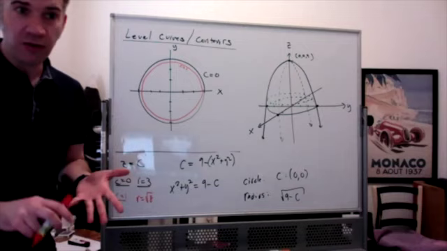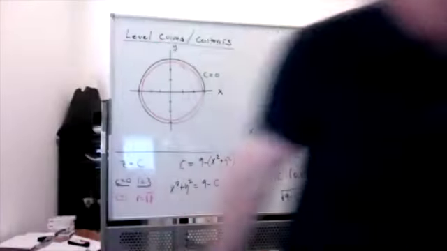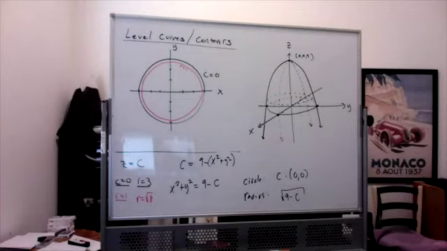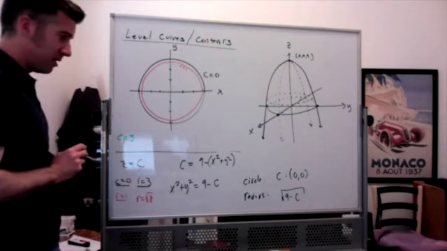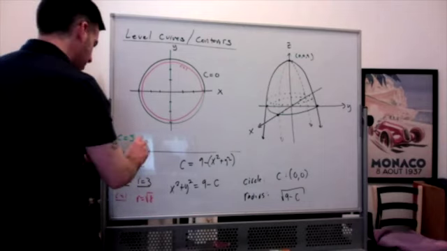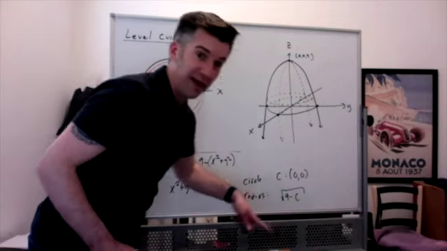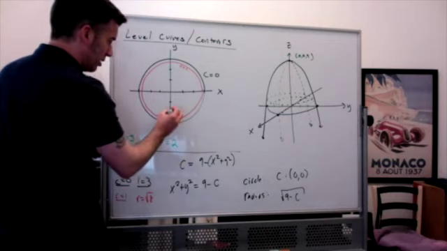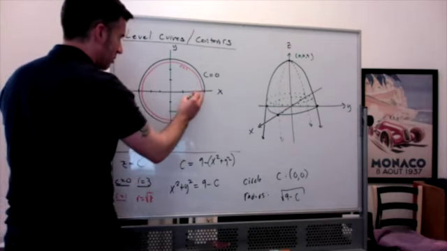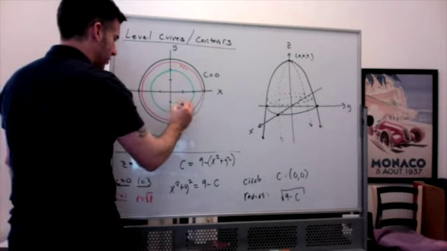But what we often do is we pick nicer values. Like I might like to pick c equal to 5. So pick c equal to 5, then my radius is the square root of 9 minus 5, which is the square root of 4, which is 2. So here is my level curve when c equals 5.